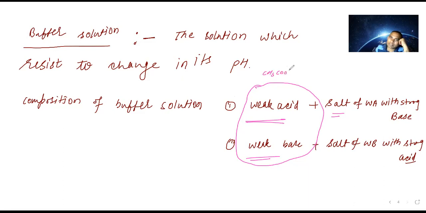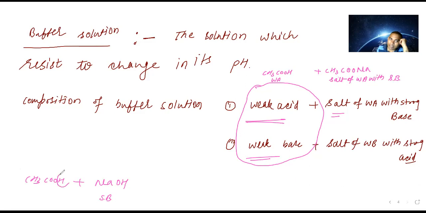No. CH3COOH is the weak acid. Now what we are going to add in this one is CH3COONa. This is the salt of a weak acid with a strong base. How do you get Na? CH3COOH is there, and if you add NaOH, this is a metal hydroxide, so it is a strong base.